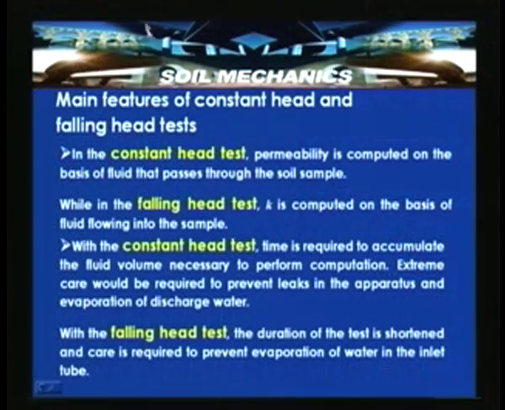The major differences between the constant head test and the falling head test can be classified like this. In the constant head test, permeability is computed on the basis of the amount of fluid or permeant that passes through the soil sample, while in the falling head test, the coefficient of permeability is computed on the basis of the fluid flowing into the sample. So, here it is the amount of discharge, the flow which is taking place into the sample.